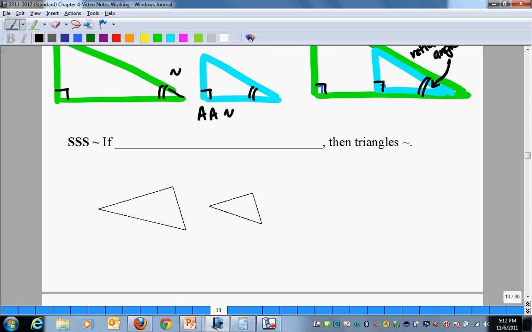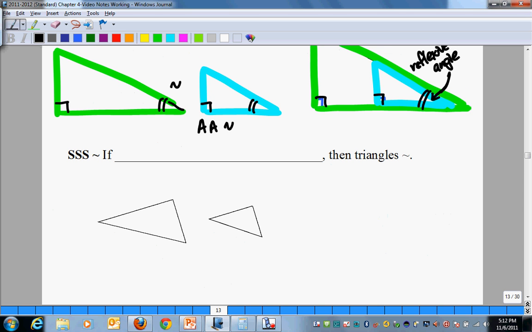The next shortcut you should be familiar with is if you have 3 side ratios which are equal. Let's say this triangle has a side length of 3, 4, and 5 centimeters. And this has 6, 8, and 10.